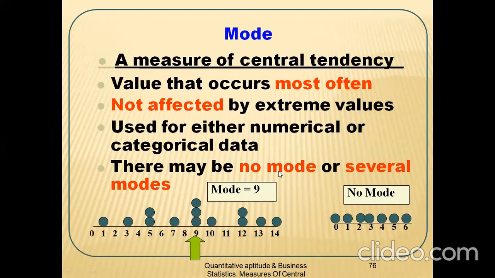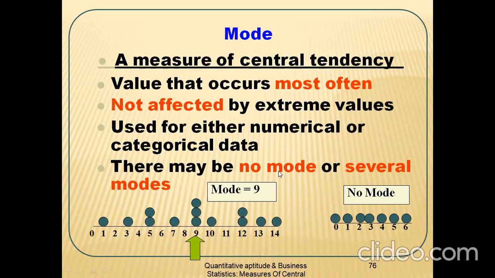Extreme value, you all know, is an out of boundary figure, or numbers which are not in the given range. In that circumstance, that number is considered an extreme value. So mode is completely not affected by the extreme value. That is why we use mode when extreme observations are there.